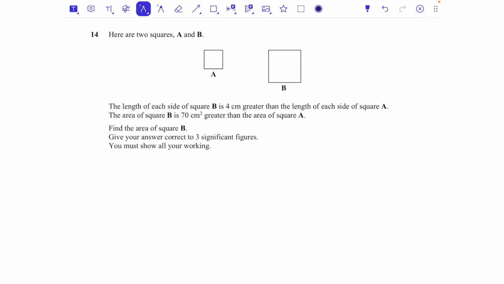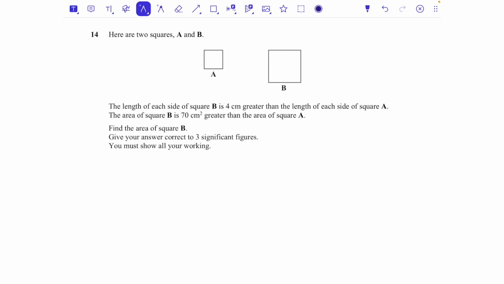The length of each side of square B is 4 centimetres greater than the length of each side of square A, and the area of square B is 70 centimetres squared greater than the area of square A. Find the area of square B. Give your answer correct to 3 significant figures. You must show your working.